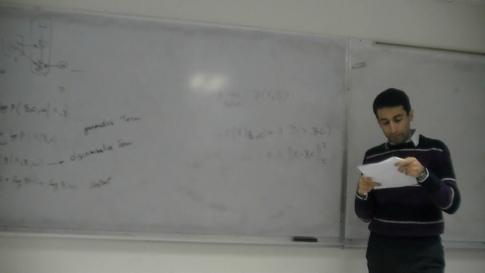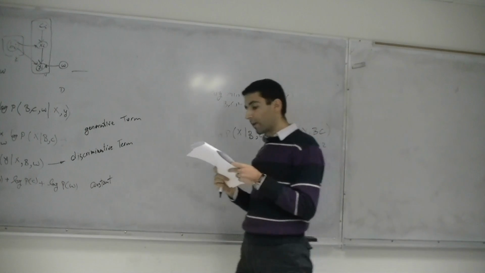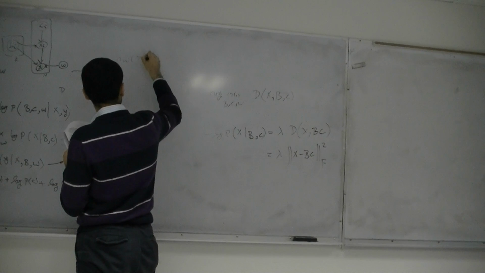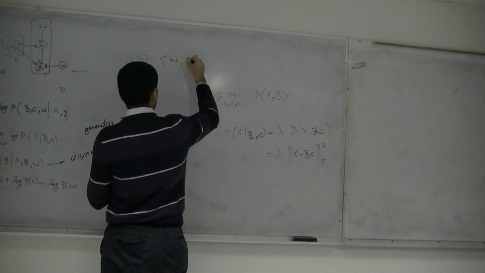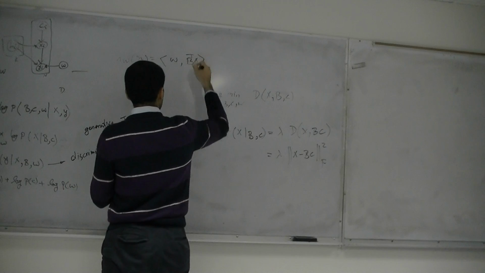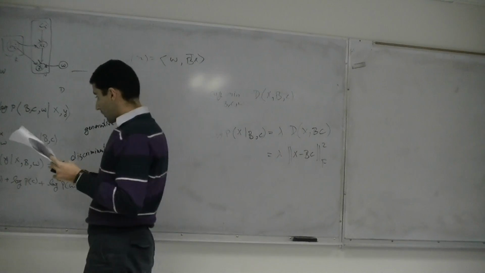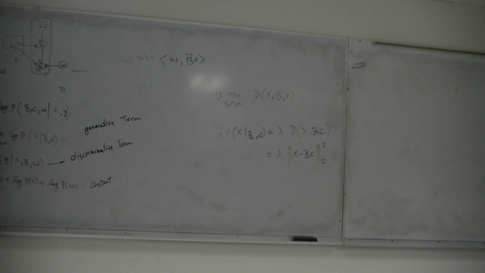For the discriminative function, they define a classify function H_W of X, which is the inner product of the W and B transpose X. And for this term, they call it this one D of X, BC, and this one is L of Y. What was D?